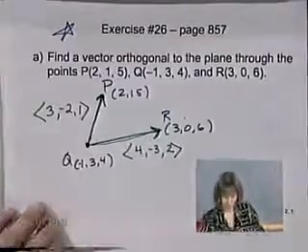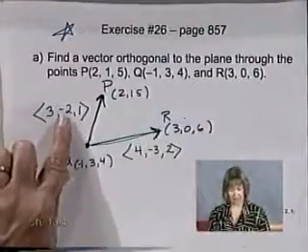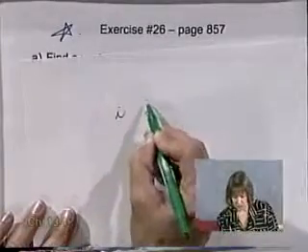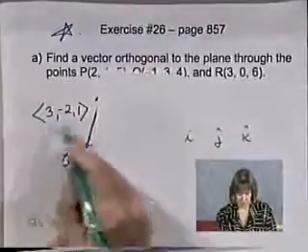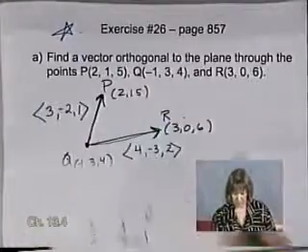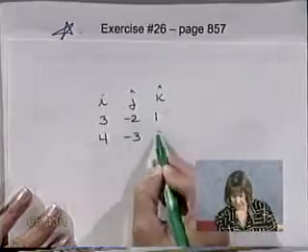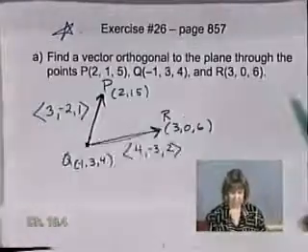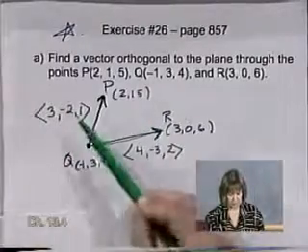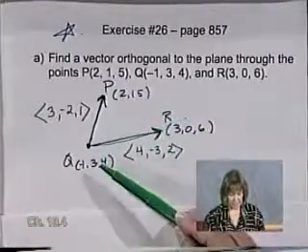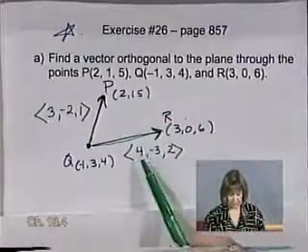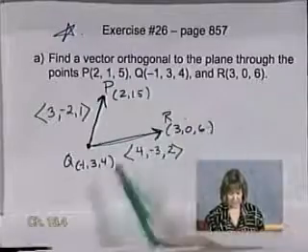Okay, and so therefore, if we want to get a vector that's orthogonal to this vector and this vector, we're going to do the cross product. i, j, k, crossed with 3, negative 2, 1, and 4, negative 3, 2. Before I do the cross product, I just want to make sure I subtracted correctly. So 2 minus a negative 1 is 3. 1 minus 3 is negative 2. 5 minus 4 is 1. From here to here, 3 minus a negative 1 is 4. 0 minus 3 is negative 3. 6 minus 4 is 2.